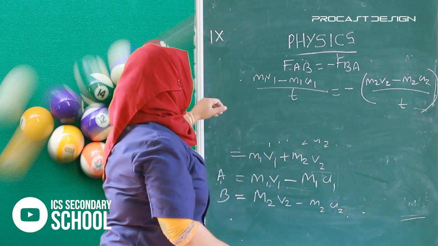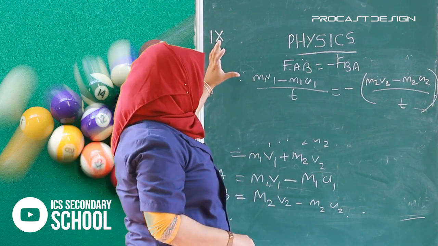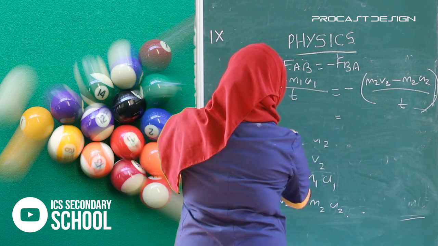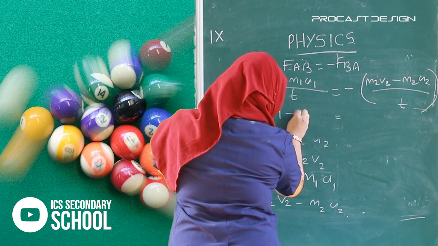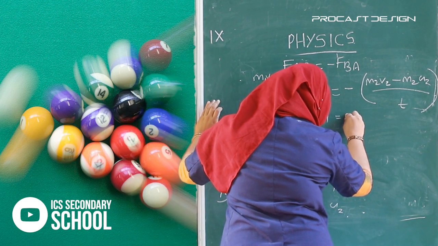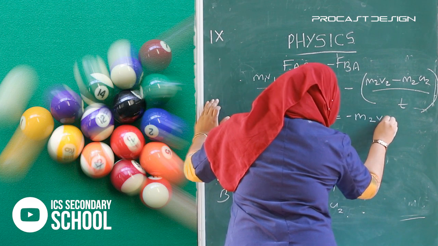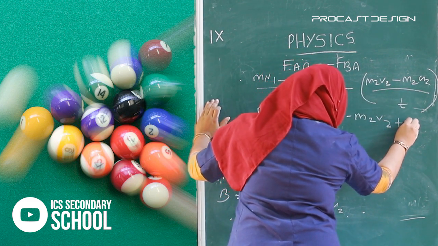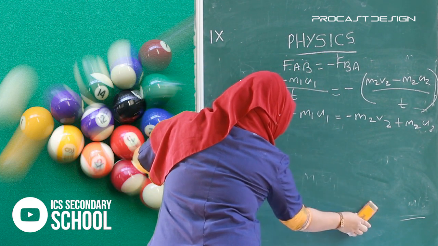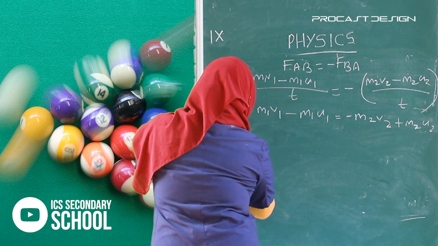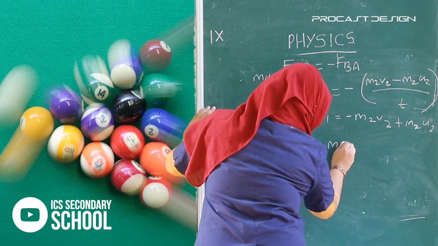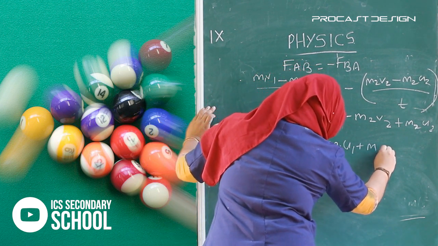There are so many derivations here. All of you write that, then you can understand. m1 v1 minus m1 u1. This t and this t cancel each other. We can write minus m2 v2 plus m2 u2. Then after that we will get m1 v1 plus m2 v2 is equal to m1 u1 plus m2 u2.